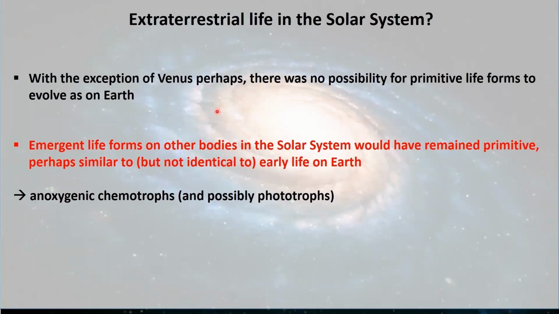So the conditions elsewhere on other rocky planets and icy satellites were not very good, perhaps with the exception of Venus, but we really don't know anything there. There appears to be no possibility for primitive life forms to have evolved as they did on Earth. So the conclusion is that emergent life forms on other bodies in the solar system would have remained primitive and perhaps similar, but not identical, to early life on Earth. This means something similar to our anoxygenic anaerobic chemotrophs and possibly anaerobic phototrophs.